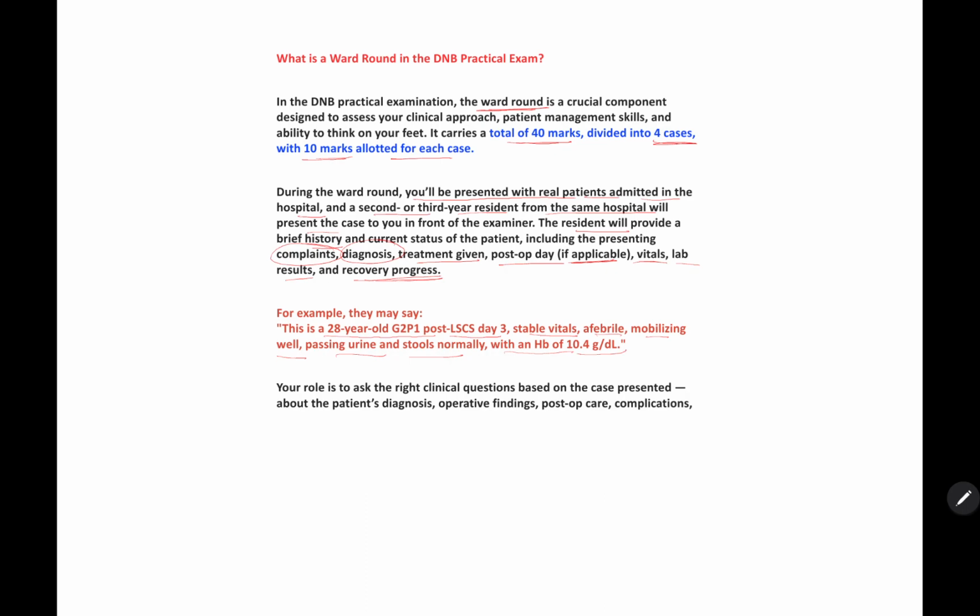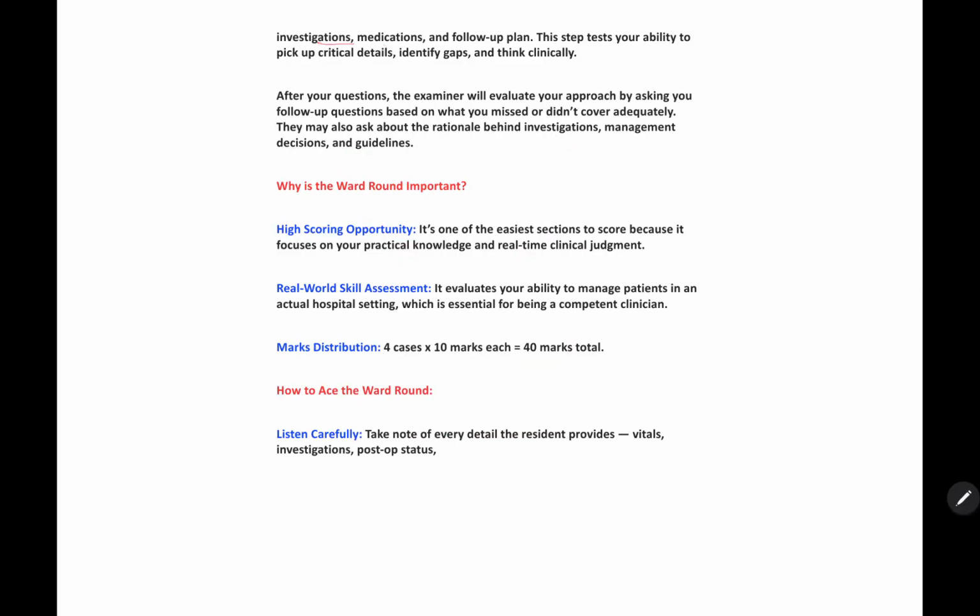Your role is to ask the right clinical question. So your role is to ask the right clinical question based on the case presented about the patient diagnosis, operative finding, post-op care, and complications. Investigations, medications, follow-up plan. This step tests your ability to pick up the critical details and identifying the gaps and think clinically. This is what is judged at that time.